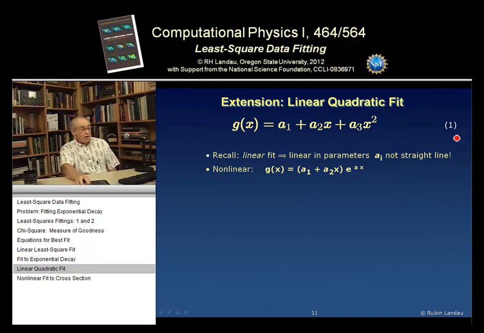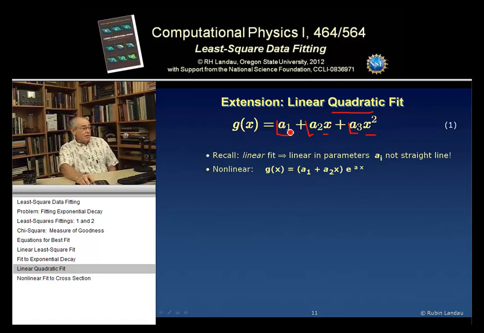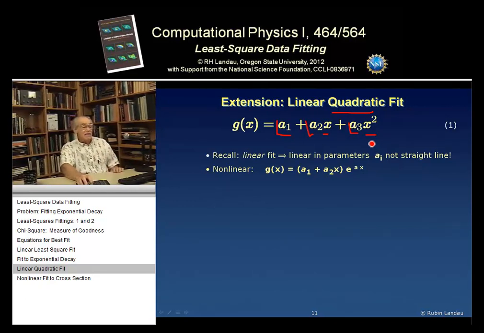In other words, we have equation 1 here. We have a parabola. It's quadratic because there's an x and there's an x squared. So that's where we say quadratic. But it's linear because the parameters a1, a2, a3 only occur to the first power. So the equations are just like we did before. If we take the derivatives, with respect to a1, we just get 1. With respect to a2, we get x. With respect to a3, we get x squared. They're nice, simple functions. Okay, so it's very easy, and there's no a's that appear in the derivatives, so we get simple equations.